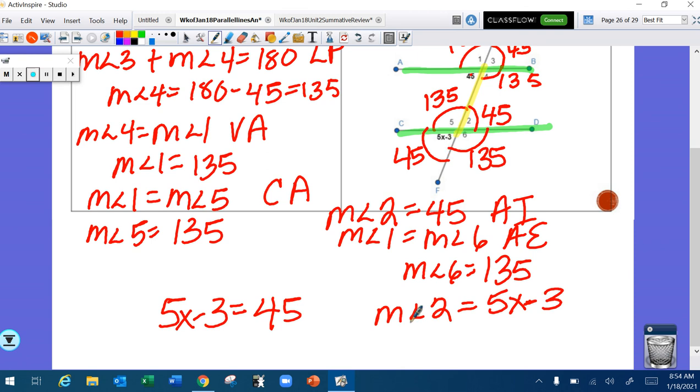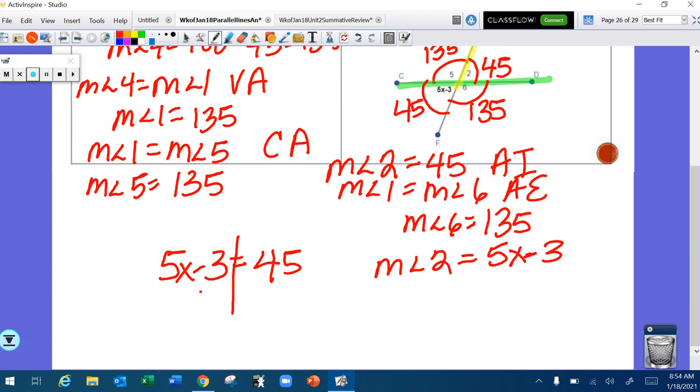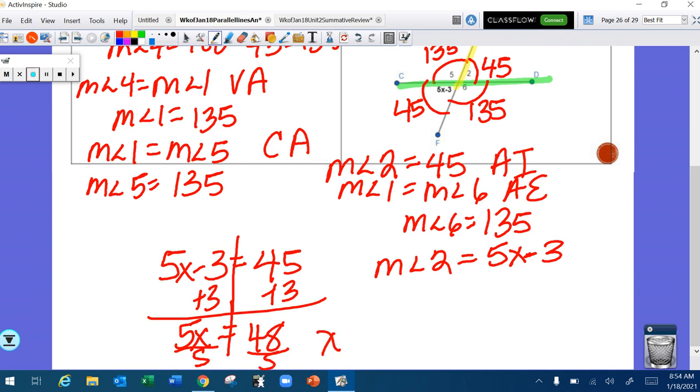Okay, and I'm going to say the measure of angle 2 is 45. I'm going to use my line method. Add 3, 5x equals 48, divide by 5. So x equals 48 over 5. And you're done with that.